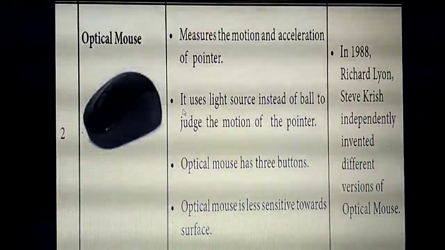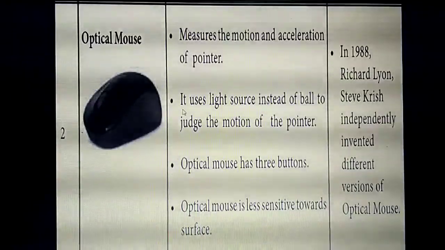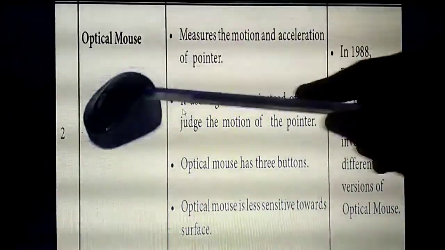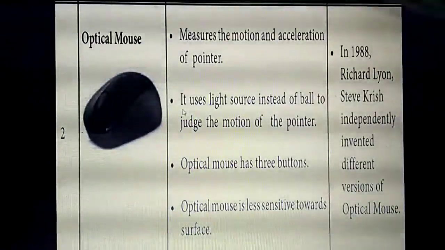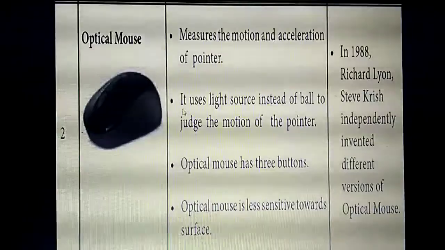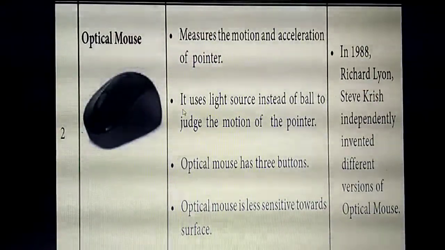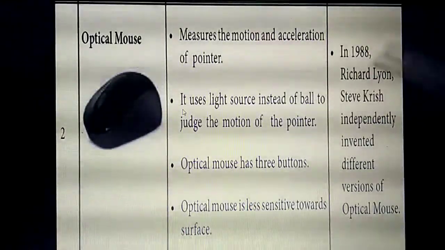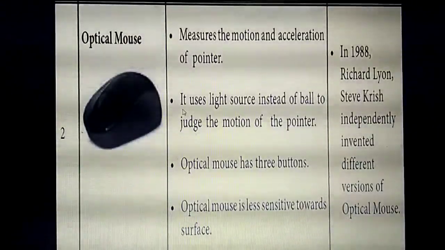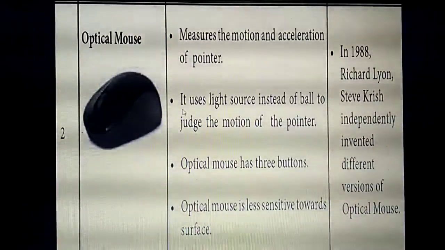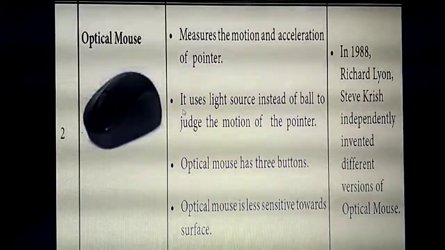To judge the pointer. Okay, and the next thing is, in this diagram itself you can see this mouse has 3 buttons. How many buttons are there? 3. There's a right side, left side and center. How many buttons are there in an optical mouse? 3. What's the use? Left click, right click or double click. The next point is that the optical mouse is less sensitive towards the surface. That means only on a soft surface, like papers or a pad, will this optical mouse work. Understand?